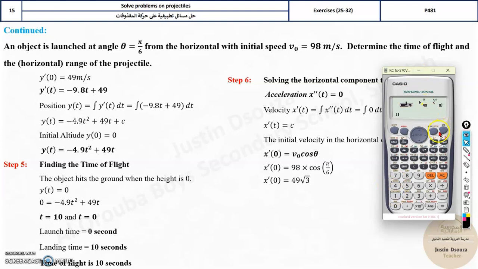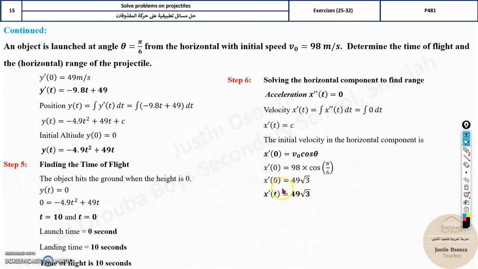Use radian mode. Please make sure you're using radian mode, and then you can write 49 root 3, and that, sorry, I'm mistaken, 98 into cos pi divided by 6. So this is it. Now over here you get 49 root 3. Now this one, 49 root 3, is basically the horizontal velocity. Now to find the position, integrate this, you will get the answer.